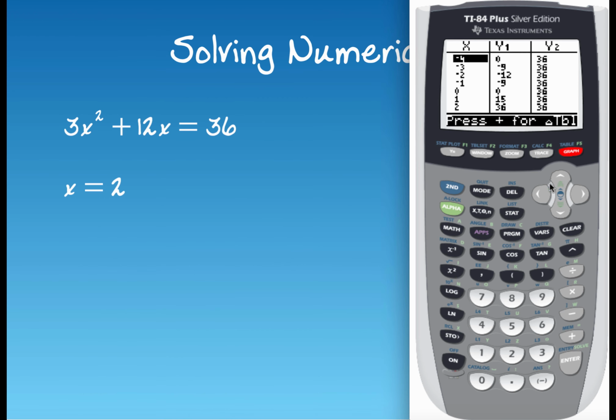And let's see if there's another value. Since it looks like our y values are going up as we get into the negative x values, I do see another value at x equals negative 6. Okay, so I have x equals 2 and x equals negative 6 as the solutions to this quadratic equation.